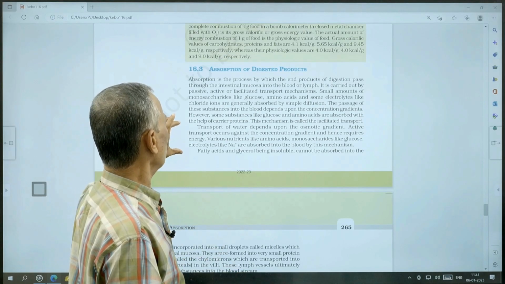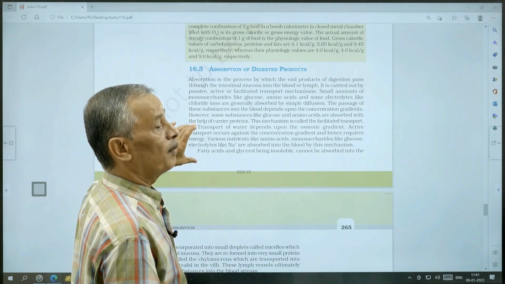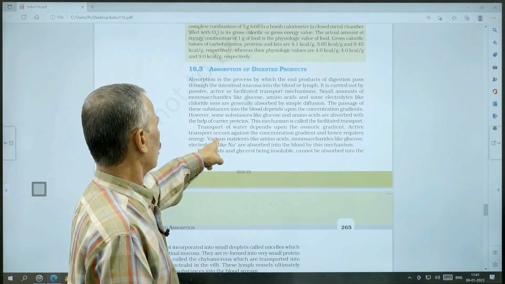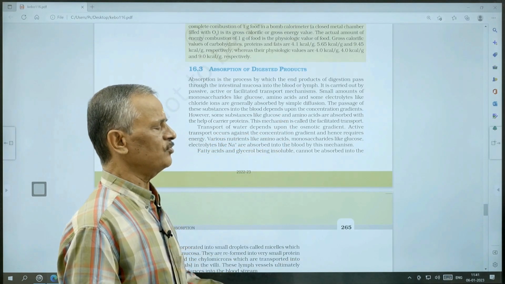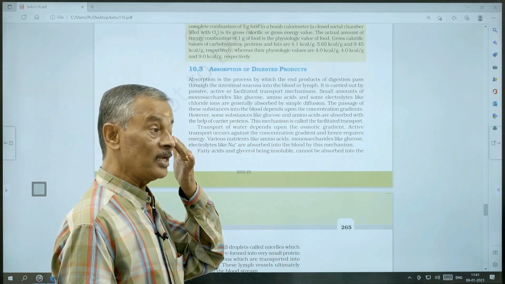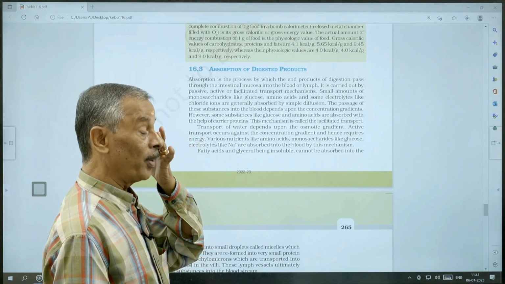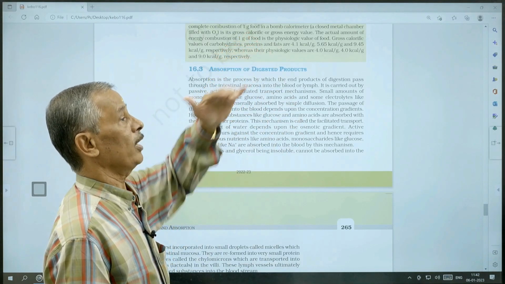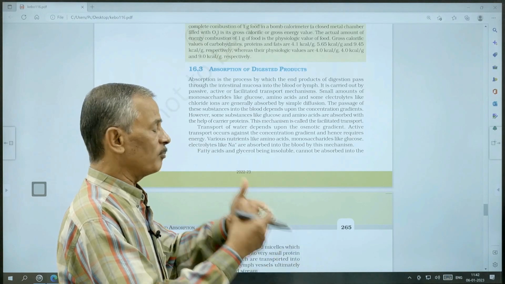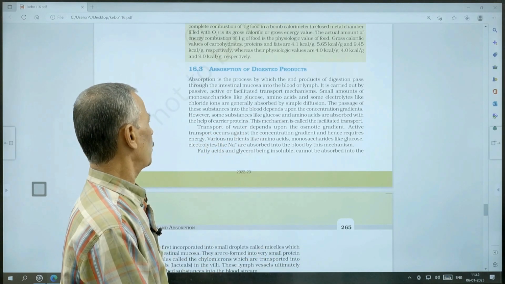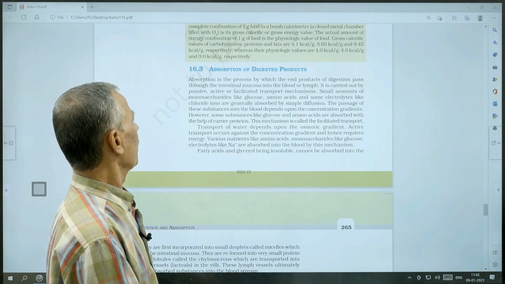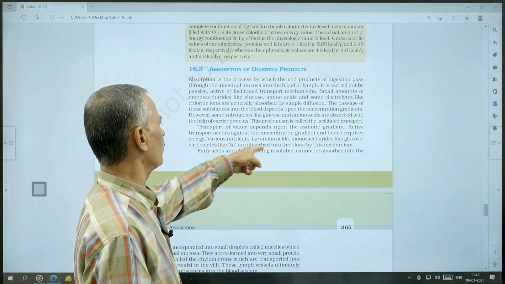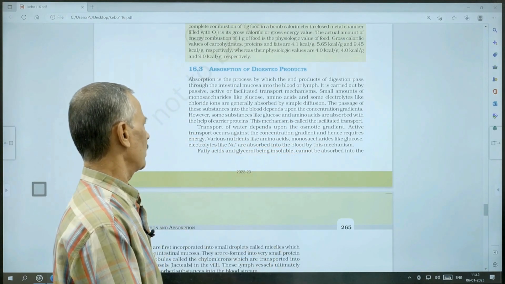Whereas most of the materials are absorbed by active mechanisms. Active transport occurs even against a concentration gradient because energy is needed, energy is utilized. It is uphill movement, even from a low concentration it can be absorbed to a high concentrated part. So complete absorption takes place only by active transportation with the help of energy. Amino acids, monosaccharides like glucose, and electrolytes like sodium are generally absorbed to the blood by this mechanism.